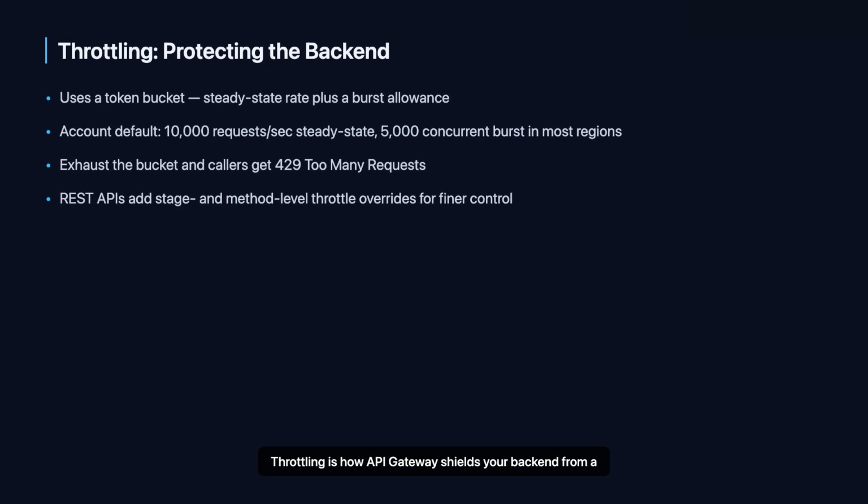Throttling is how API Gateway shields your backend from a traffic spike. It uses a token bucket, a steady state rate plus a burst allowance on top. By default, at the account level, that's 10,000 requests per second steady state, with a burst of 5,000 concurrent requests in most regions. Some newer regions default to 1,250. When callers drain the bucket faster than it refills, they get back a 429 too many requests error instead of hammering your Lambda functions.